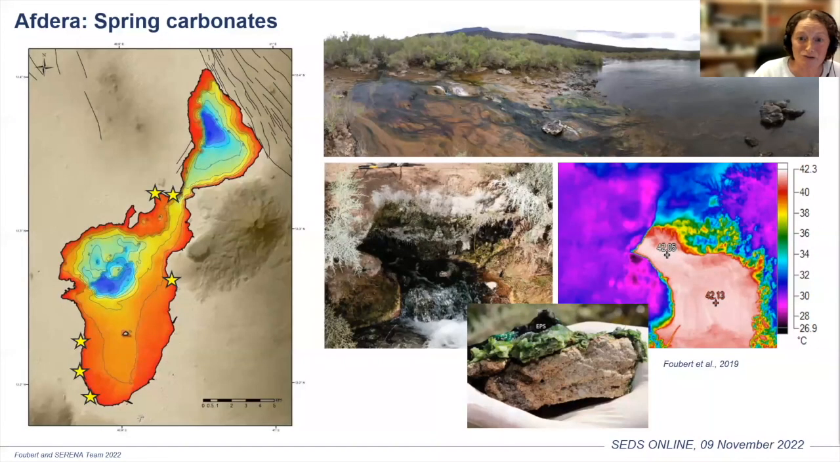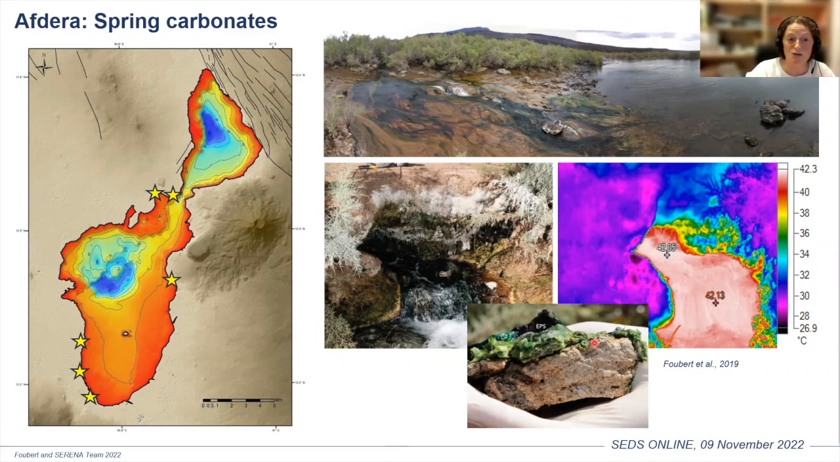Why has the lake not dried out? It's fed nowadays by hot springs, draining the water from the Ethiopian plateau into the deepest part of the depression through a system of subsurface fault networks. And the yellow stars represent some of the springs we studied. The water is resurging at the lake margin at temperatures between 40 and 50 degrees.